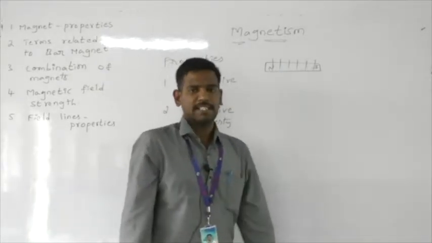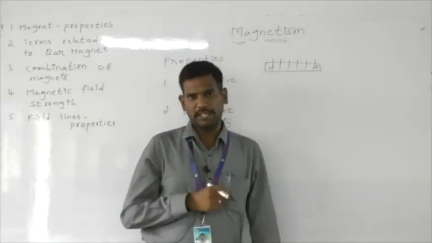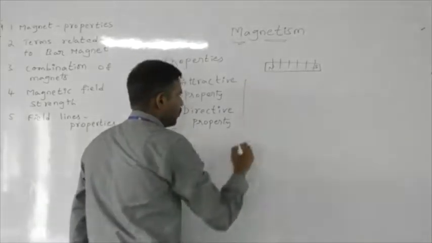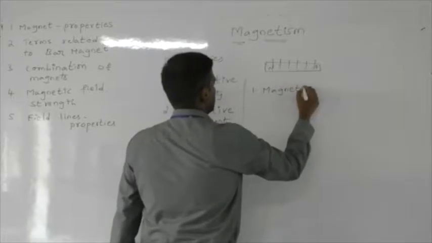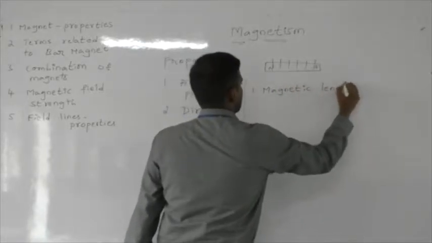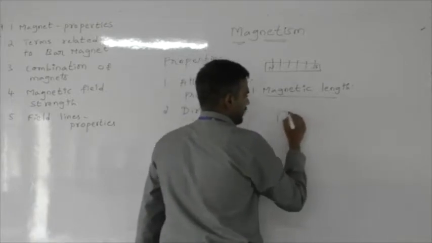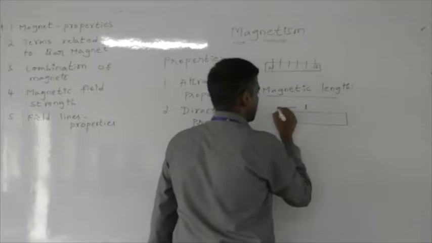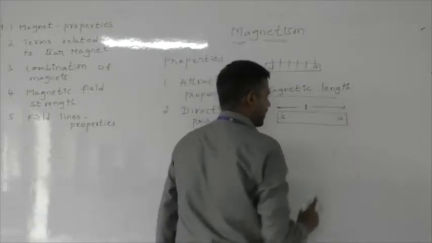And now let us understand very important terms that are related with the bar magnet. Let us know what they are. One is called magnetic length. What is the meaning of this magnetic length? Let us understand. Let us suppose this is a bar magnet and it has a length L, and it will definitely have 2 poles. What are they? South pole and north pole.